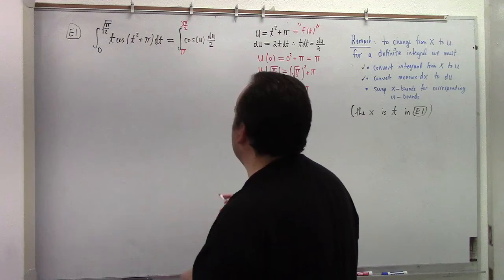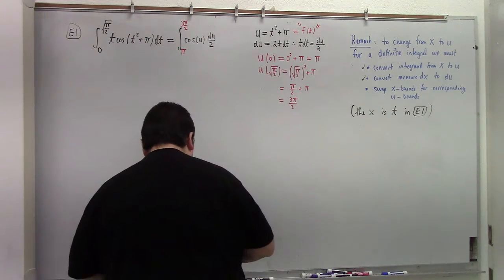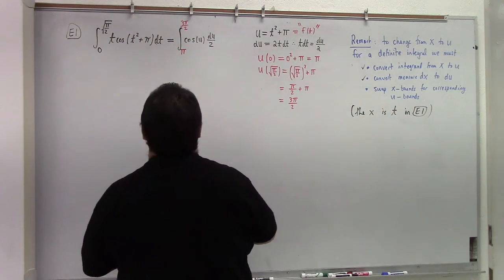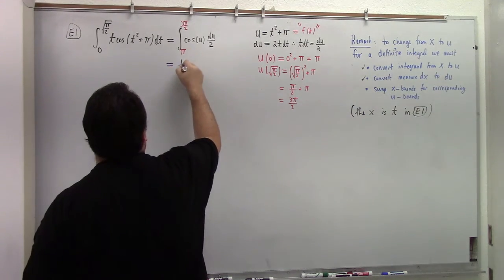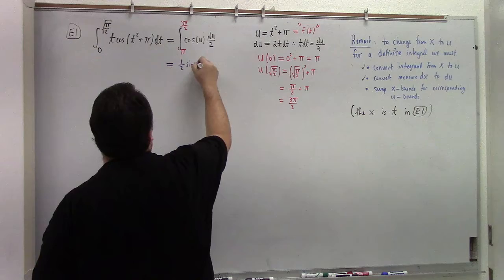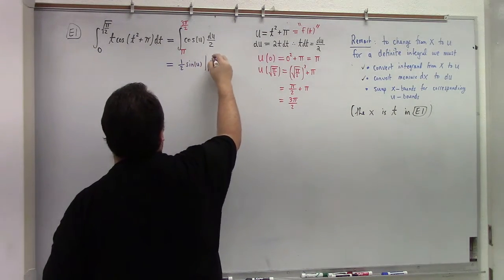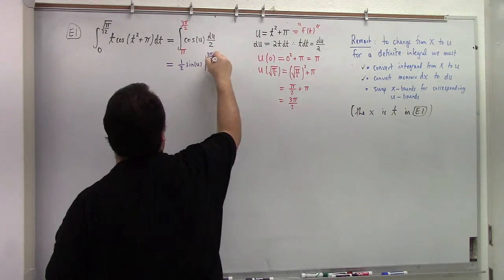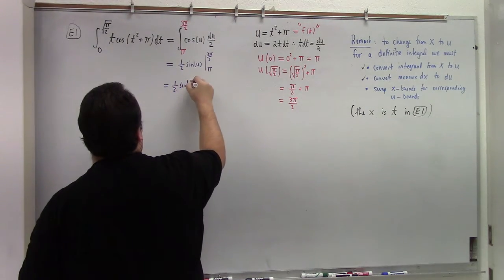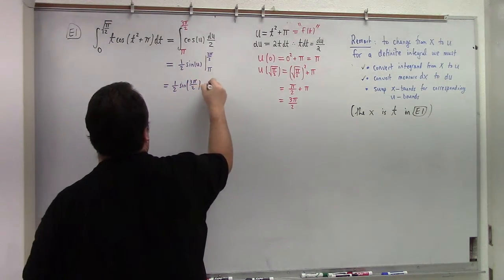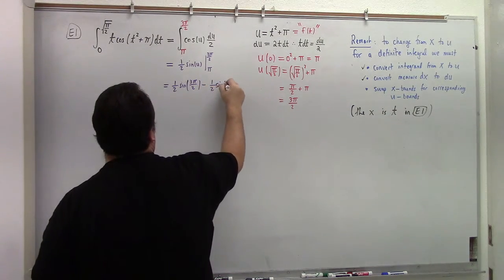And what does that give us? Well, we can do the integral now. The integral of cosine is sine. So I've got 1/2 sine of u evaluated from pi to 3 pi over 2. So that's 1/2 sine of 3 pi over 2 minus 1/2 sine of pi. What's the sine of pi?